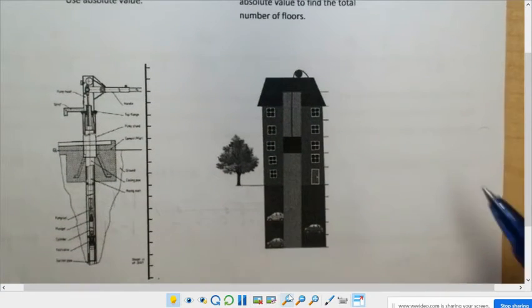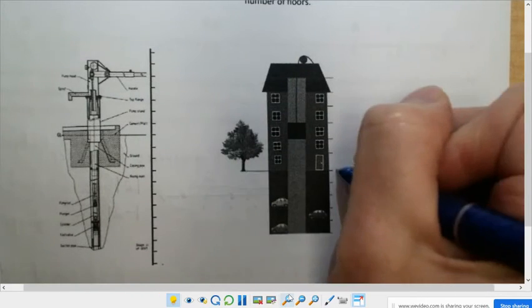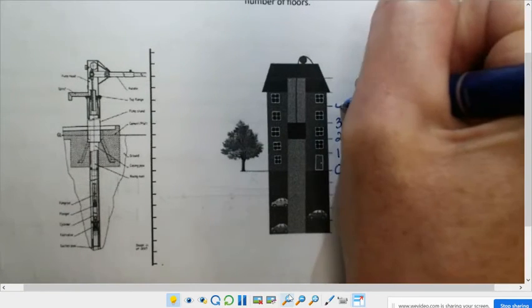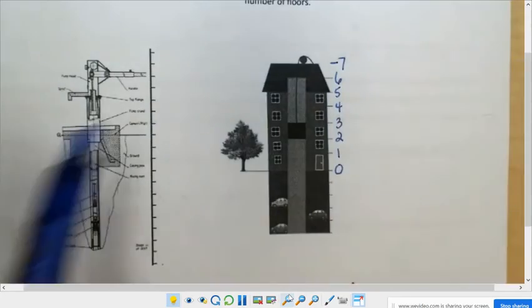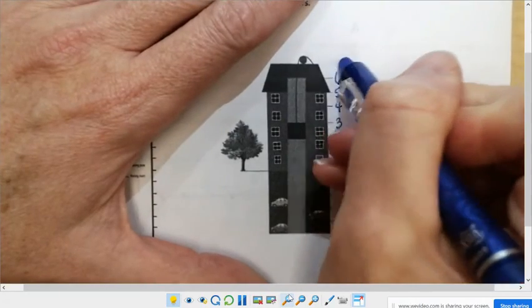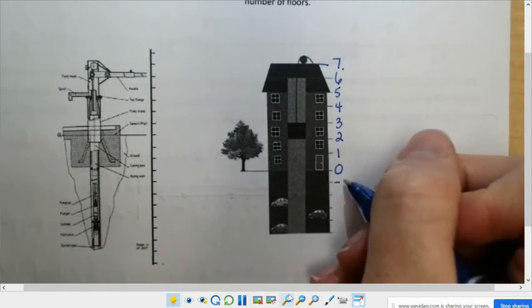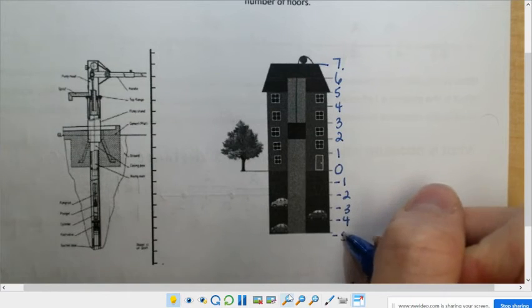Well, my 0 in this picture would be my ground level here. So that's 0. And I would number my number line going up all the way to the roof here, which would be not -7, but just 7. Just trying to draw a line there. So 7. And then going down, I would have negative numbers all the way to the bottom.